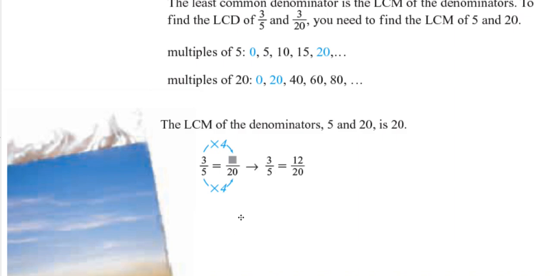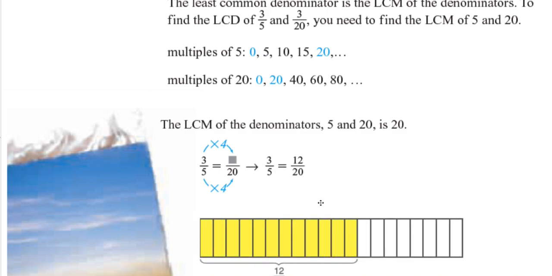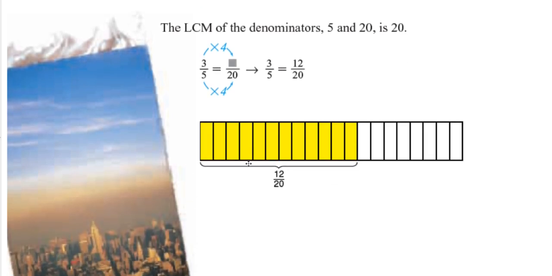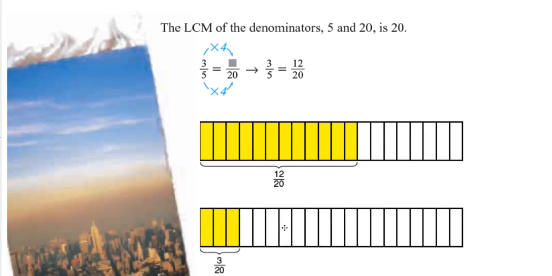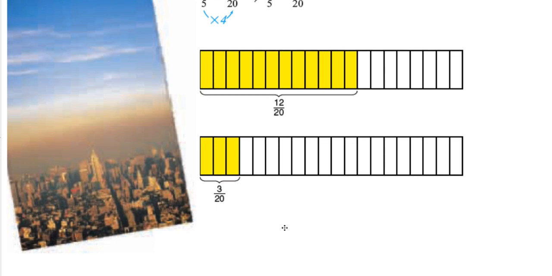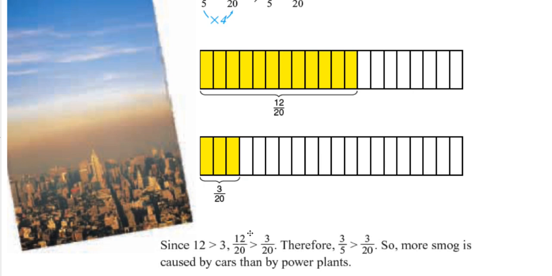So 3/5 is equal to 12 over 20, and we simply compare 12 over 20 and 3/20. Obviously, by using models, we know that 12 over 20 is greater. Since 12 is greater than 3, 12 over 20 is greater than 3/20, therefore 3/5 is greater than 3/20. So more smog is caused by cars than by power plants.